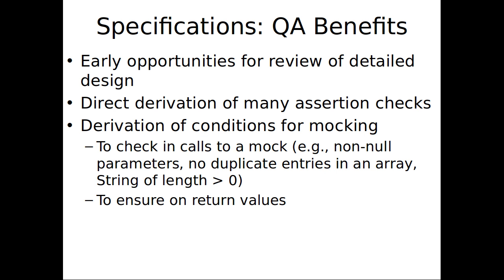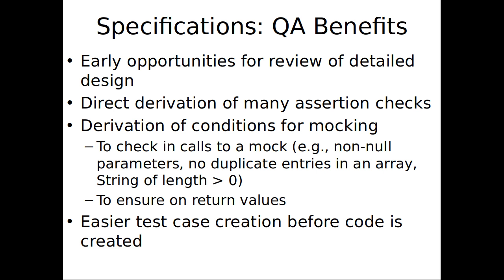For mocking, you have derivations of conditions to check in mocking. So you're creating a mock for B. Now you know things that it can check. For example, that all calls to it pass it a non-null value for values. It's being passed no cases where what's being asked to sort is based on a null reference, right? So we can know some things we could check in a mock, right? And what things to ensure in the return values from B.